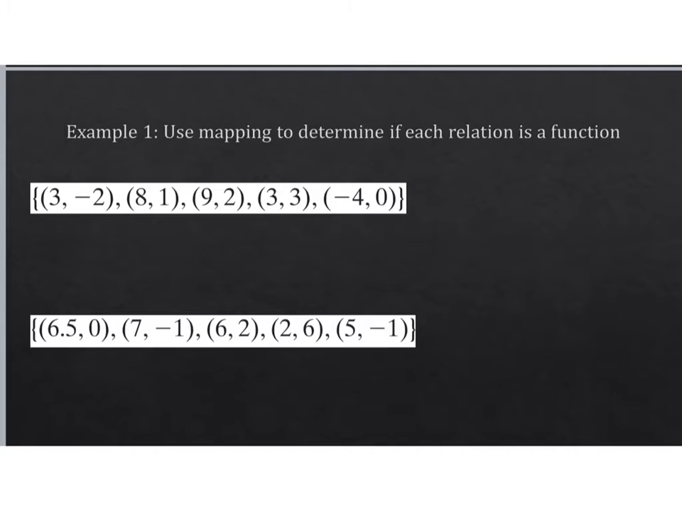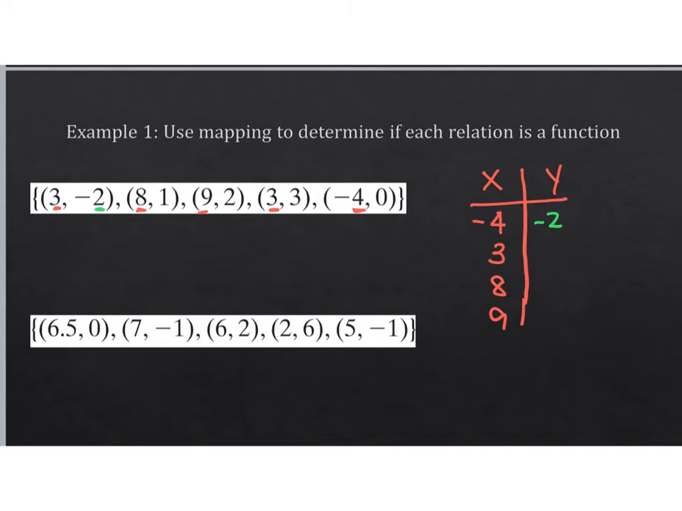So I'm going to create a table. I have my domain, or my x values, and I'm going to have my range, which is my y values. When I look at my graph here, I have -4, which is this value. Then we have the number 3, which is right here. Then we have 8 and 9. And then we've already got the number 3. So then if I look at my y values, we go from -2.